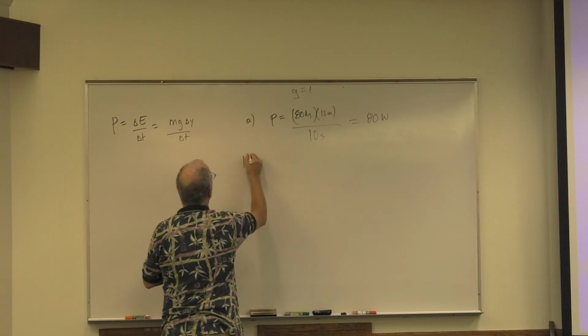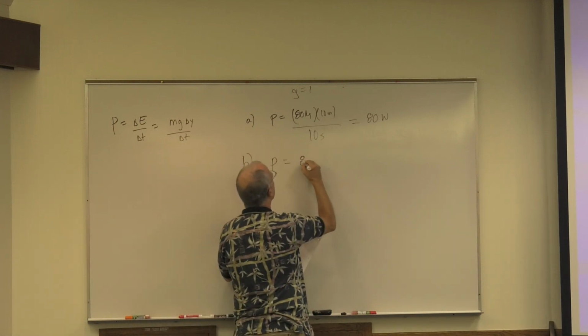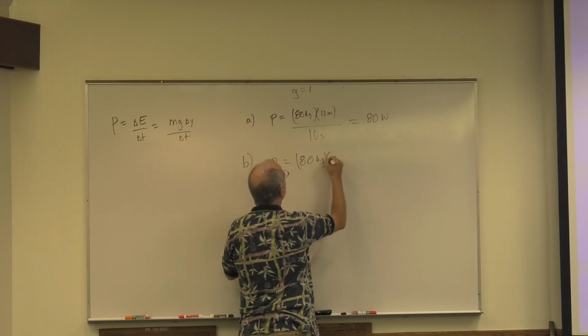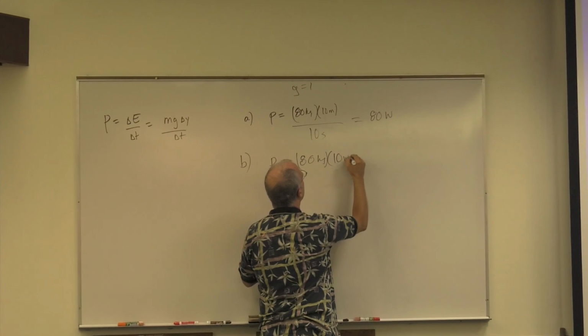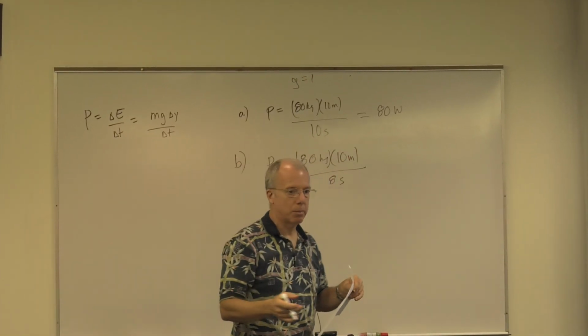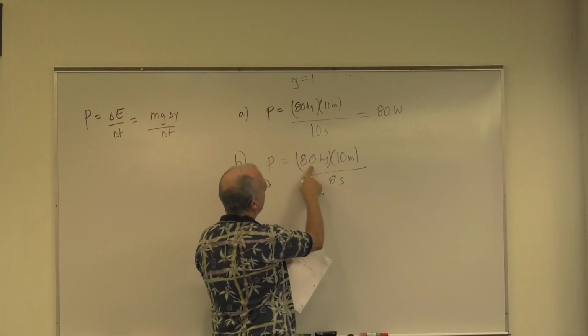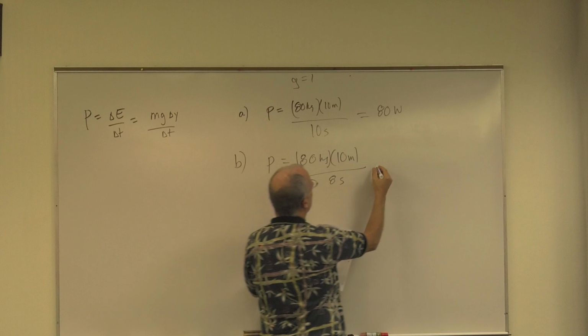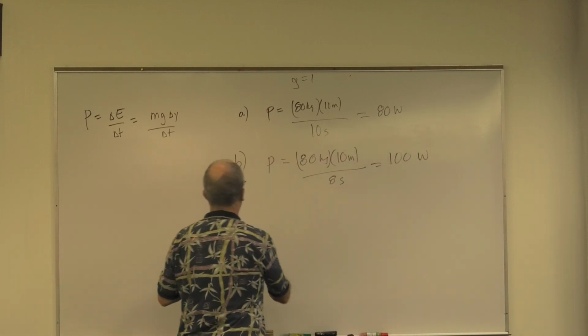B, mass is 80 kilograms again. Height is 10 meters again. The time is 8 seconds, right? So it didn't take him as long, so it's more power. So 80 divided by 8 is 10 times 10 is 100. So 100 watts.